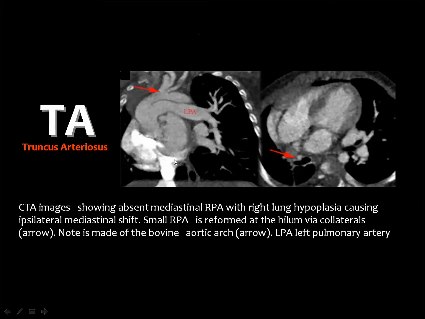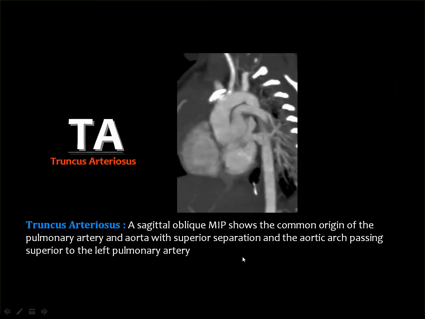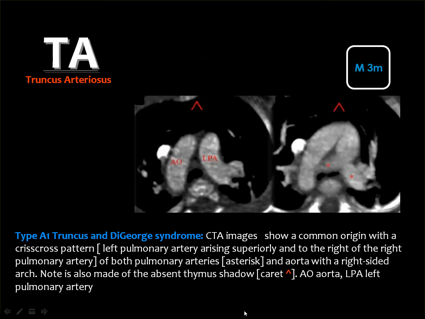And here by CT scanning, you see this is the pulmonary artery and this is the arch of the aorta. Both are connected at the root and they have a common valve. Another example, which is demonstrating very well the connection between the aorta and the pulmonary artery with a single valve for both.